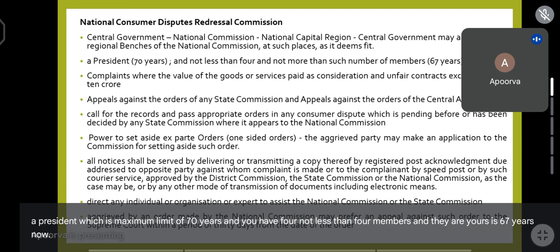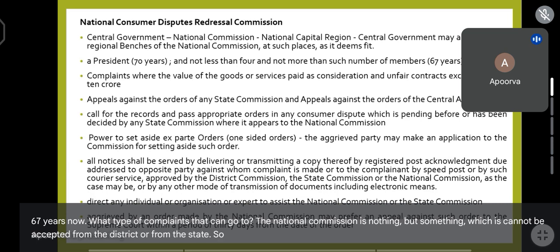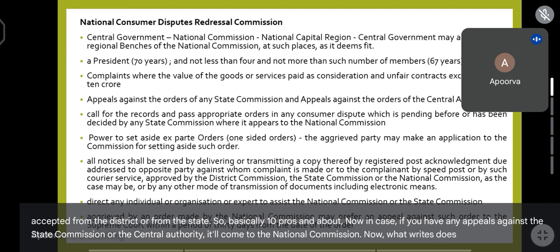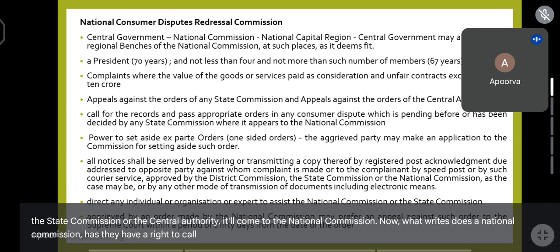The type of complaints that can go to the National Commission are those which cannot be accepted by the district or the state, so basically 10 crores and above. In case you have any appeals against the state commission or the central authority, it will come to the national commission. The national commission has the right to call for all records and pass appropriate orders.